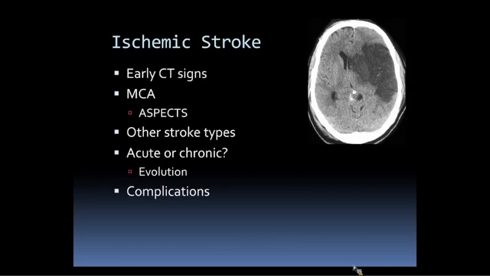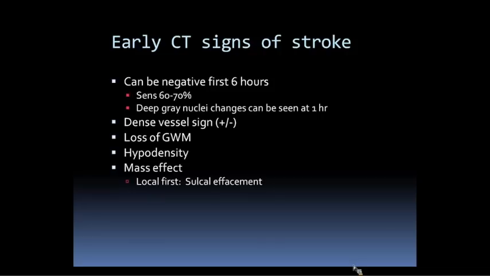We'll talk about the early CT signs of stroke. Primarily, we'll focus on MCA stroke, which accounts for about 75% of strokes, but we will talk a little about other stroke types as well. We'll talk about aspects when it comes to MCA score and treatment selection based on that. Then we'll talk about how to recognize whether a stroke is acute or chronic, the normal evolution of a stroke, and a little about complications as well.